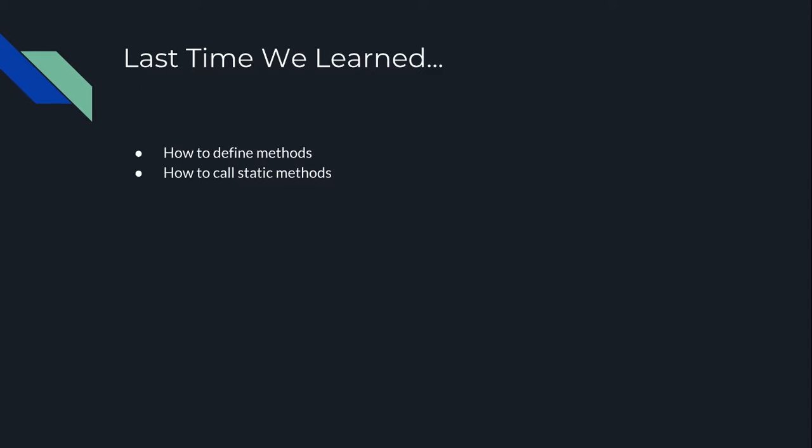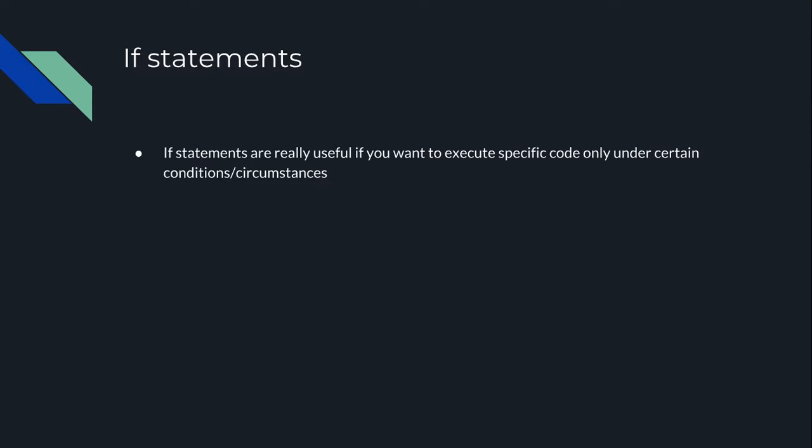So last time we learned about something more complicated, which is how to define methods and how to call static methods. If you don't know how to do either of those two things, then I highly recommend you look at my previous video. So, if statements. If statements are really useful if you want to run specific code only under certain circumstances.